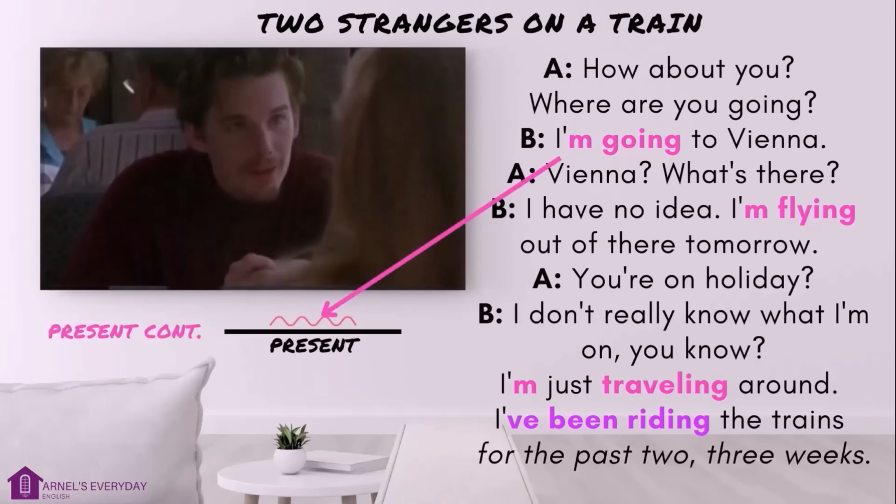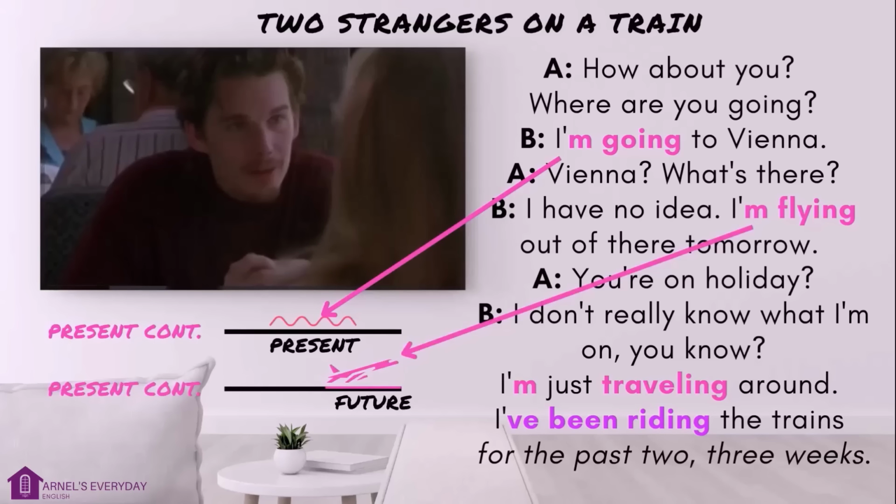Present continuous because this is happening now. I have no idea. I'm flying out there tomorrow. This present continuous is a future plan. It's definitely happening. He will already have his plane ticket. I'm just traveling around. Present continuous because he's doing this now.